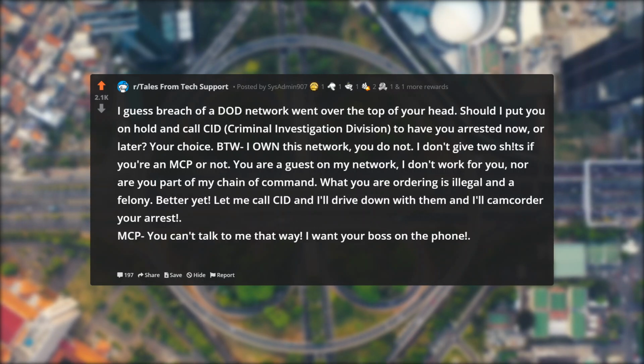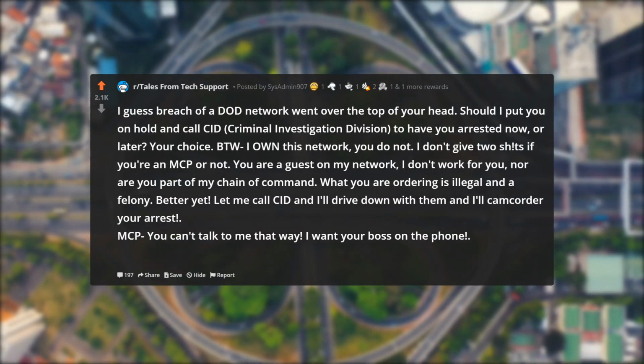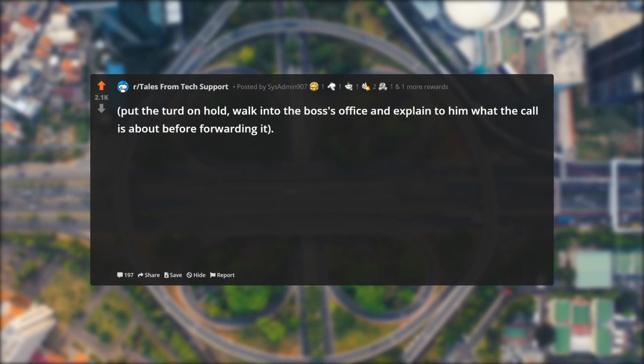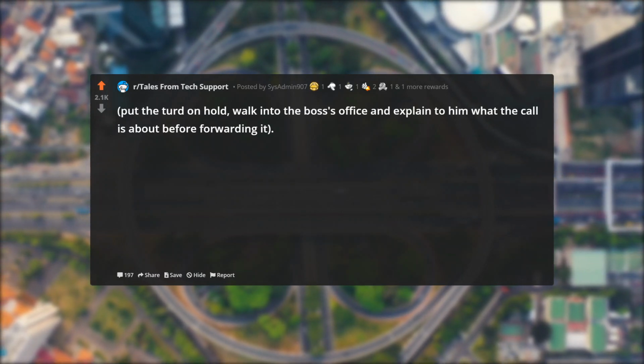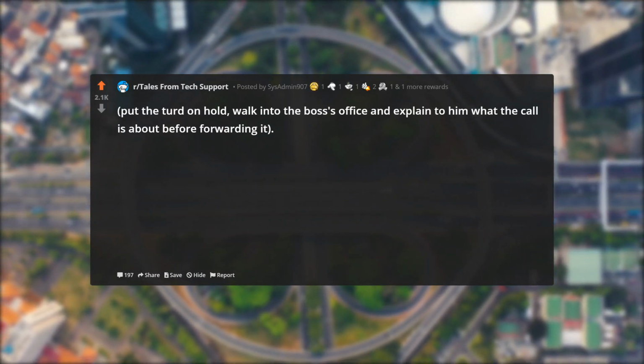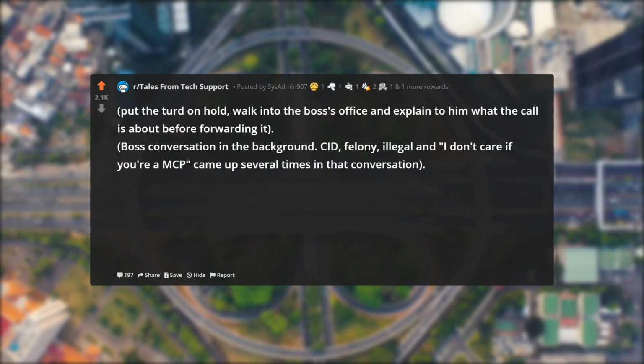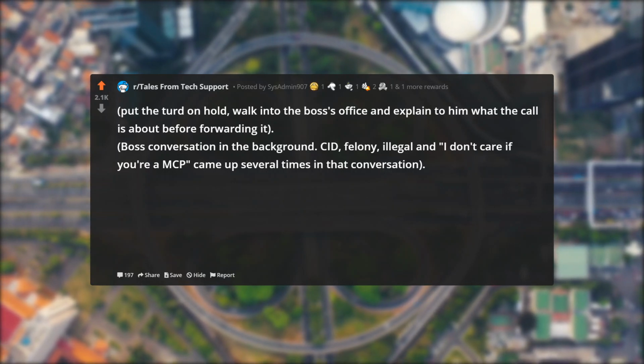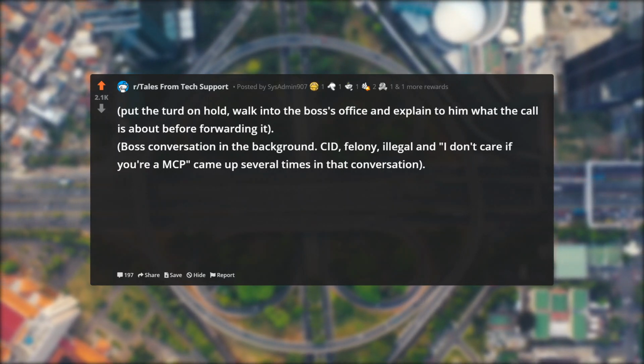MCP: "You can't talk to me that way. I want your boss on the phone." Me: "Sure thing sir." Put the turd on hold, walk into the boss's office, and explain to him what the call is about before forwarding it. Boss conversation in the background. CID, felony, illegal, and "I don't care if you're an MCP" came up several times in that conversation.